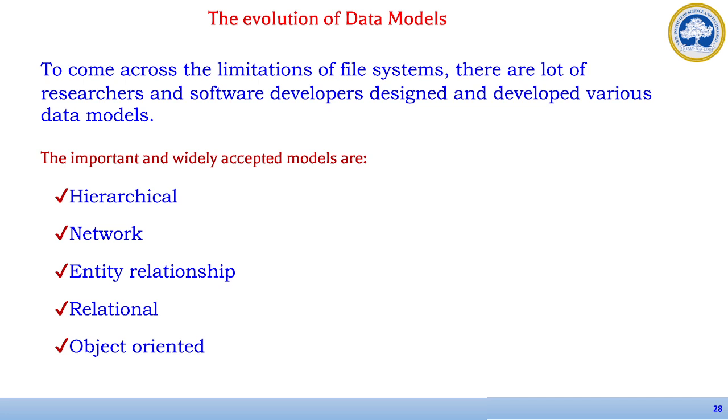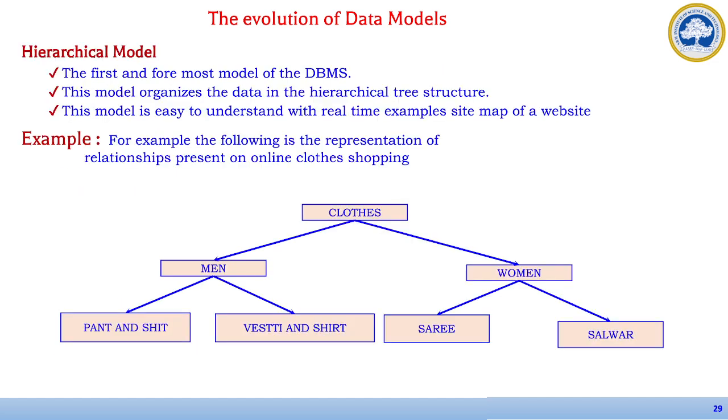And next thing is, what is the evolution of data models? The important and widely accepted models are hierarchical, network, entity relationship model, relational model, and object-oriented model. In the hierarchical model, the best example is clothes. Men and women can wear clothes, and men can wear pant and shirt, and vesty and shirt. The women can wear sari and salwar. So online clothes shopping easily depicts the hierarchical structure.